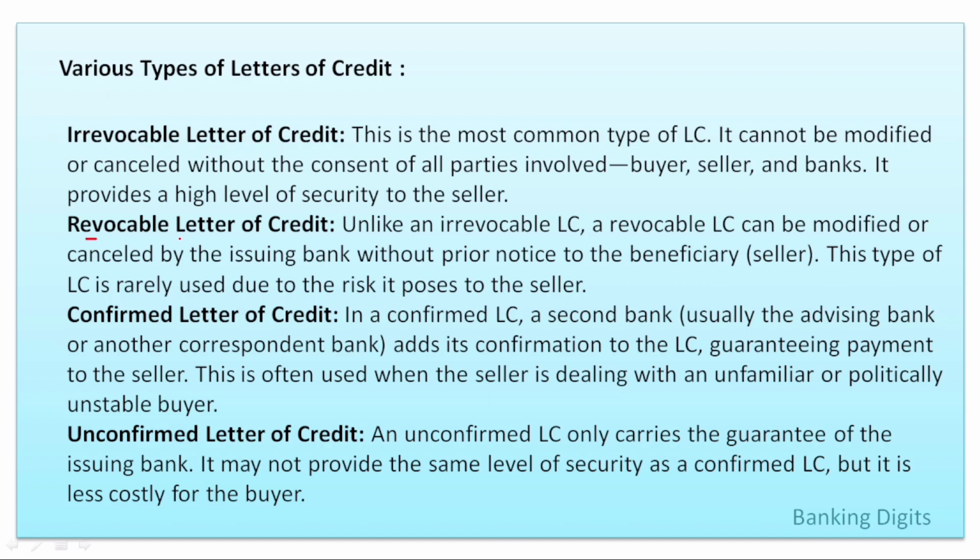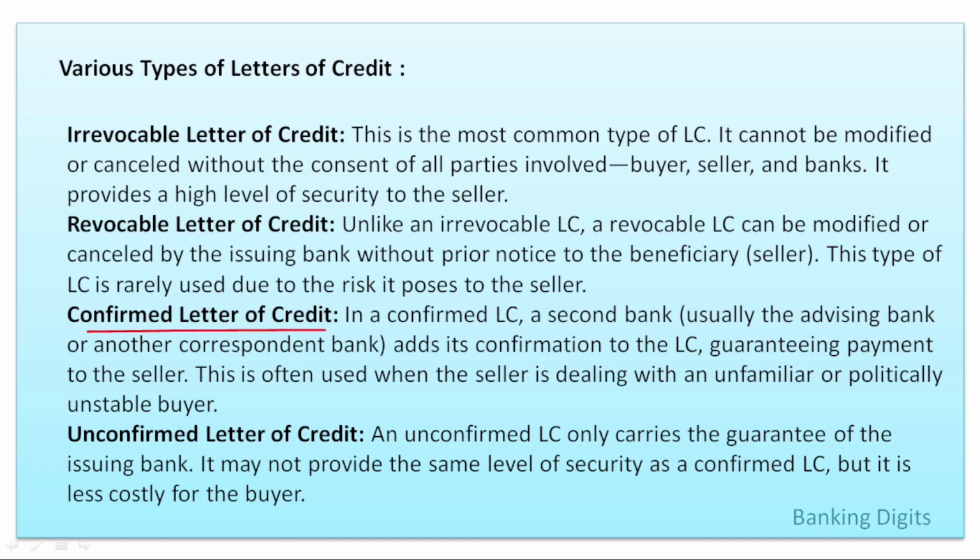Next is the revocable letter of credit. Unlike an irrevocable LC, a revocable LC can be modified or cancelled by the issuing bank without prior notice to the beneficiary or seller. This type of LC is rarely used due to the risk it poses to the seller. Please note that UCP 600 does not permit issuance of a revocable LC. So, a revocable LC cannot be opened under the guidelines of UCP 600.